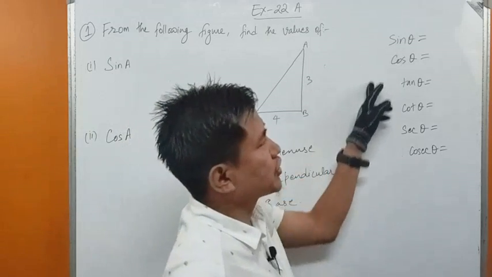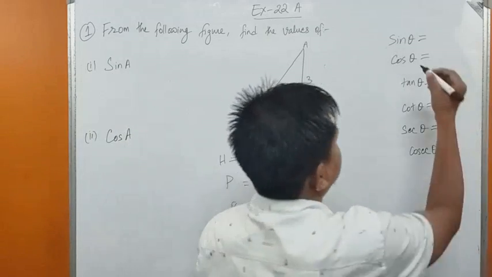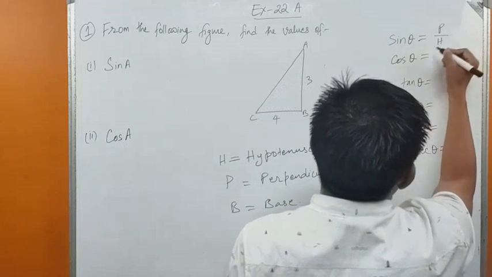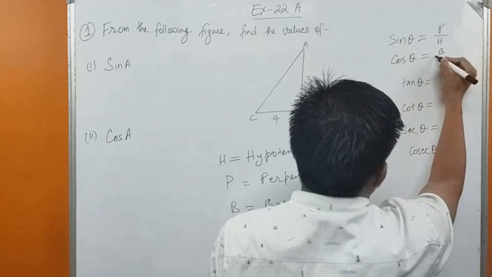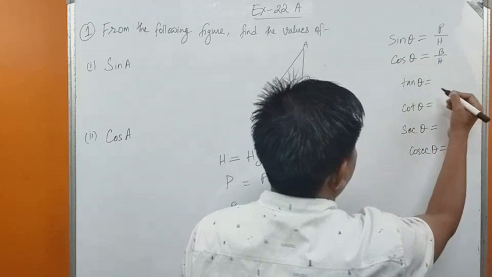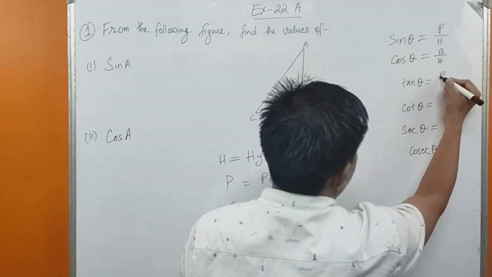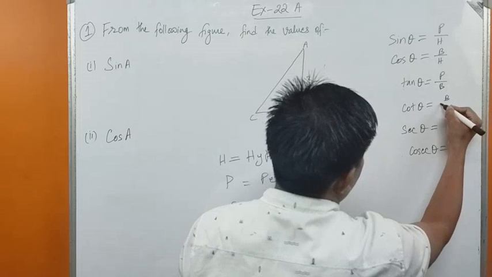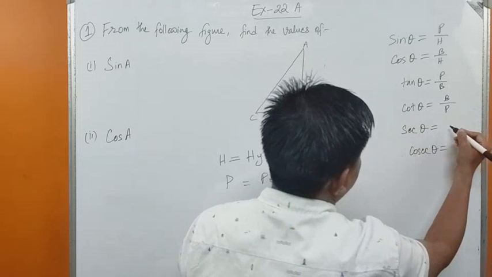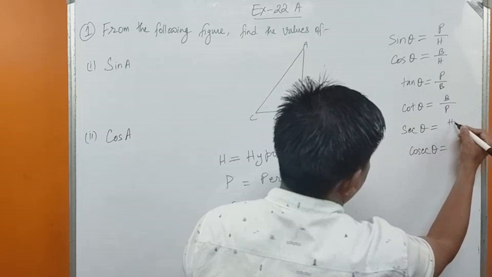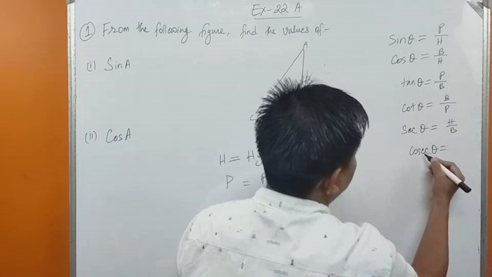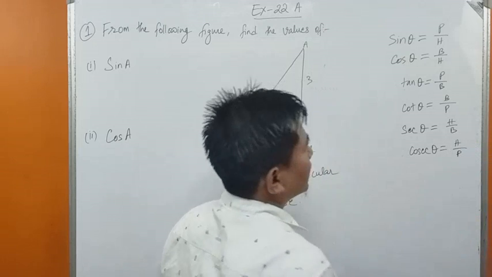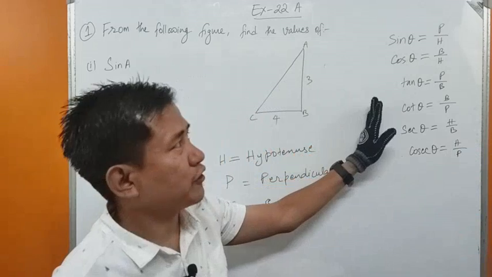Now the first trigonometrical formula is sin theta equals to perpendicular upon hypotenuse, cos theta equals to base upon hypotenuse, okay? Tan theta equals to perpendicular upon base, cot theta equals to base upon perpendicular, sec theta equals to hypotenuse upon base, and cosec theta equals to hypotenuse upon perpendicular, okay? This is the first formula of trigonometry.